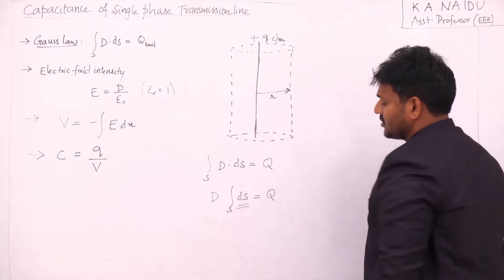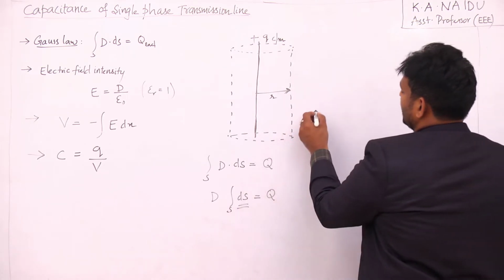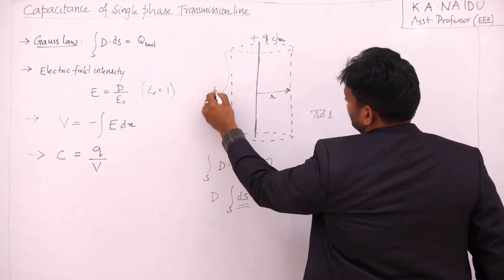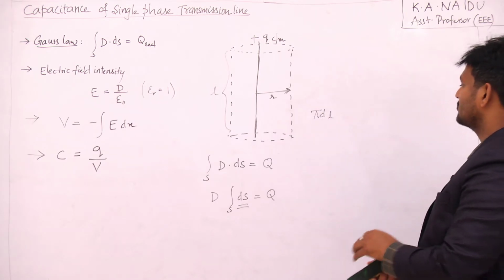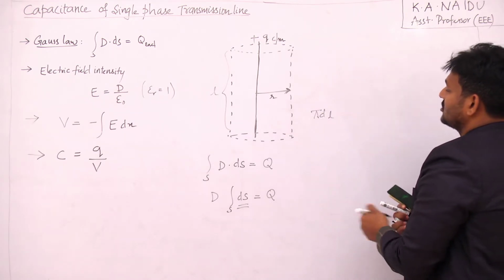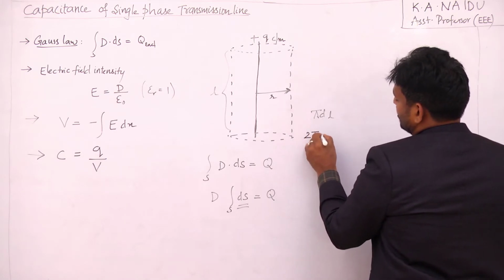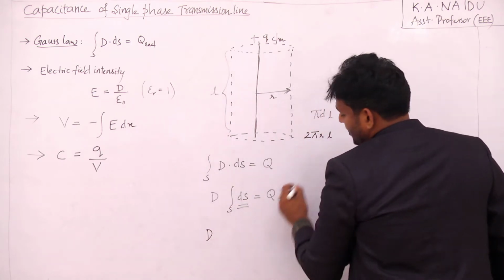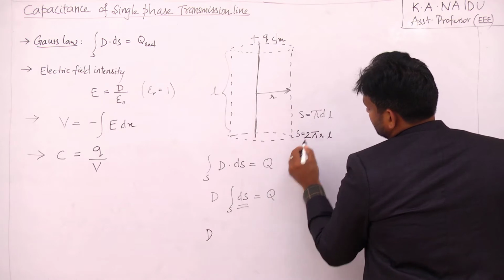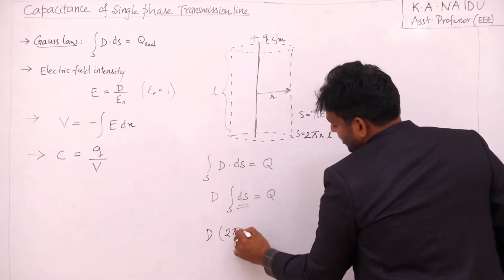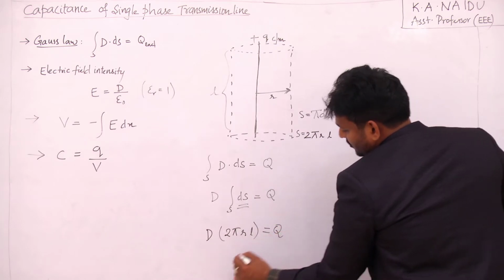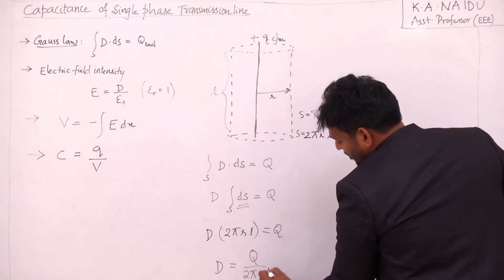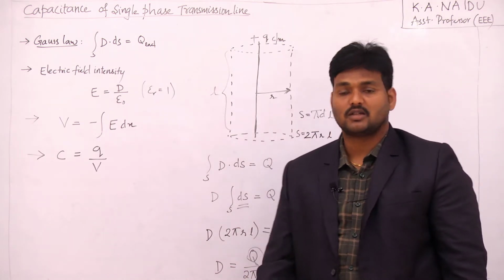The surface area of a cylinder is given by pi d L, where L is the length of this cylinder. Or you can also write it as 2 pi r L, because d is equal to 2r. Therefore, the integral ds is S, which is given as 2 pi r L, that is equal to q. From this you can write D is equal to q by 2 pi r L. This is the flux density.